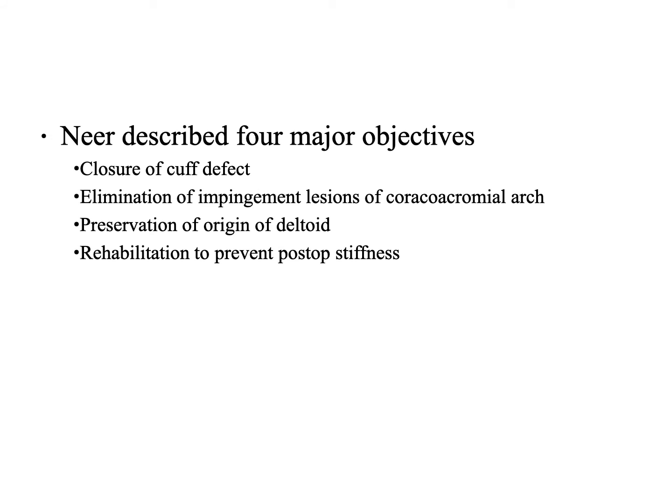Neer described 4 major objectives: the closure of the cuff defect, elimination of the impingement lesion of the coracoacromial arch, preservation of the origin of the deltoid, and rehabilitation to prevent post-op stiffness.